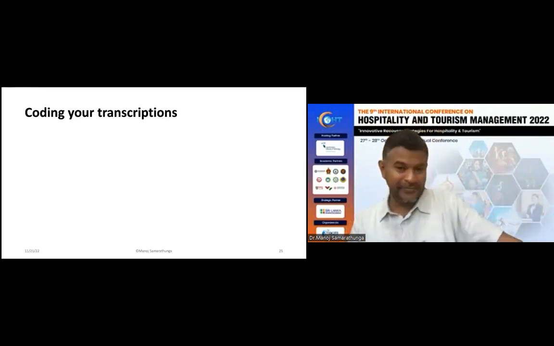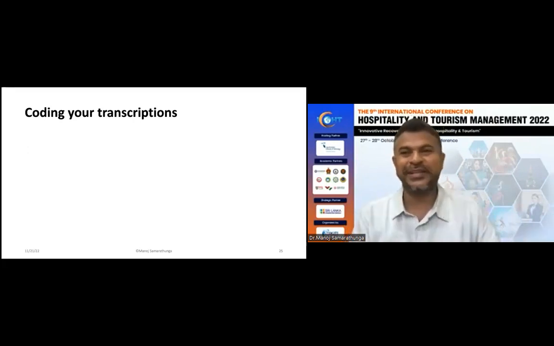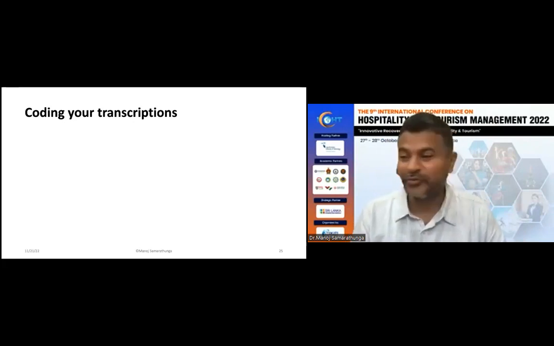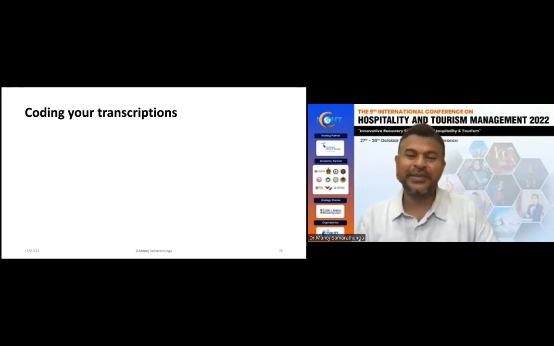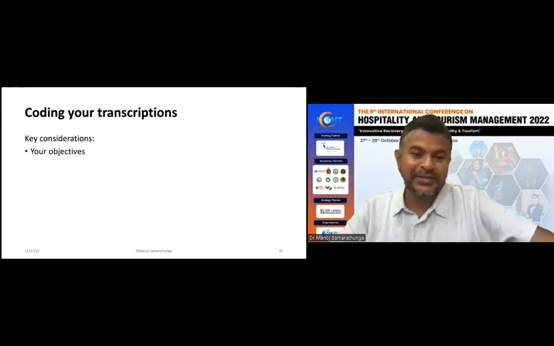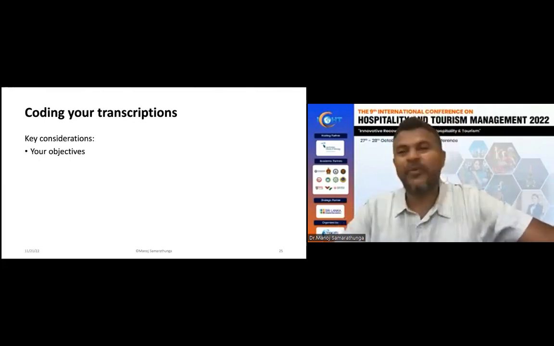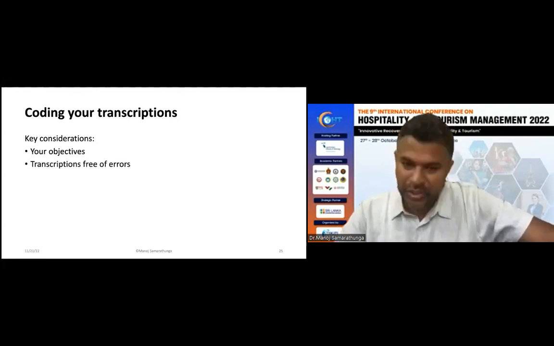Well, that could be a different research question, but as long as your initial research proposal and the research objectives have been accepted, or if it is funded, you cannot present something else, right? So you have to be careful when it comes to the analysis. So the key considerations in your coding process are, number one, your objective, right? And the transcriptions should be free of errors.